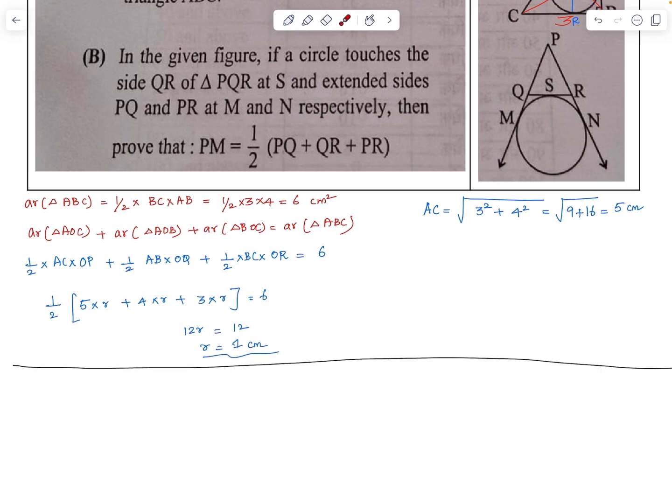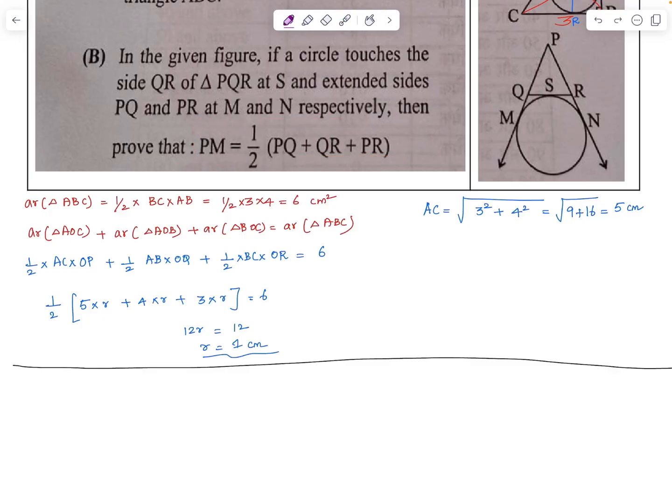The B part of the question says, in the given figure, if a circle touches the side QR of the triangle PQR at S and extended sides PQ and PR at M and N respectively, then prove that PM is equal to half of PQ plus QR plus PR. PQR is a triangle. Here is a circle. This circle touches this side QR at a point S. The side PQ is extended and PR is also extended. These extended sides touch the circle at M and N respectively. With these details, we have to prove this statement.